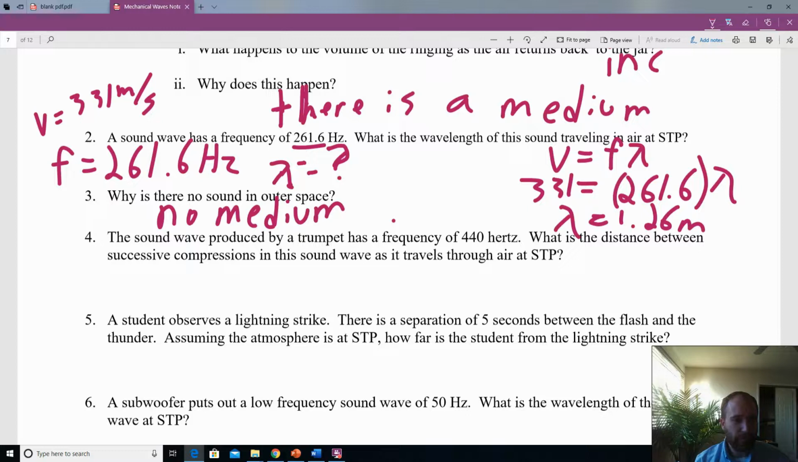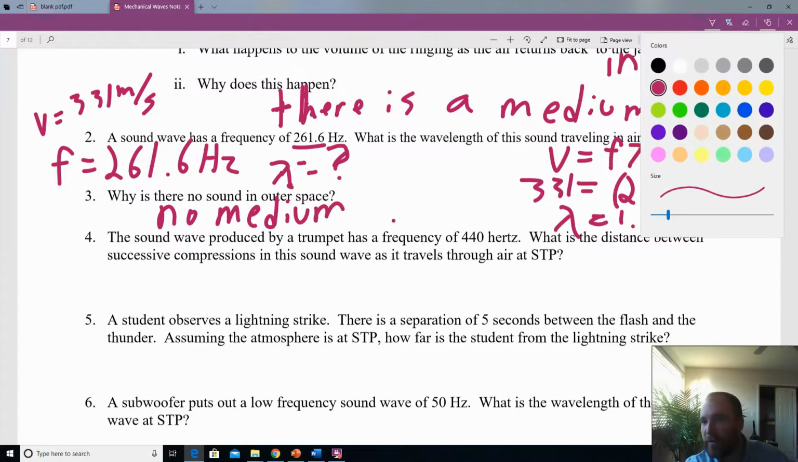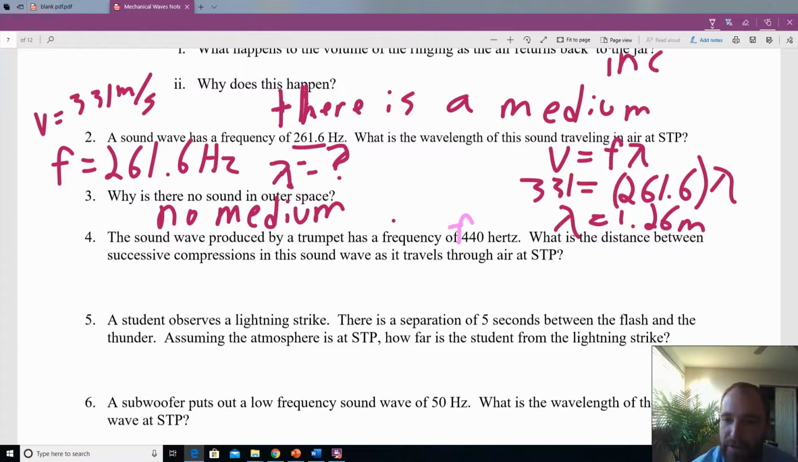4. The sound wave produced by a trumpet has a frequency of 440 hertz. Okay, writing down a bunch of the things that we know already. We've got a frequency. What is the distance between successive compressions? Okay, that's a weird way of phrasing this, but remember, sound is a longitudinal wave. So we got a couple close together, a couple far apart, a couple close together. When I say compressions, that's the close together part. So I want the distance from here to here, which is just a weird way of saying the wavelength. The wavelength just kind of looks a little different for these longitudinal waves.